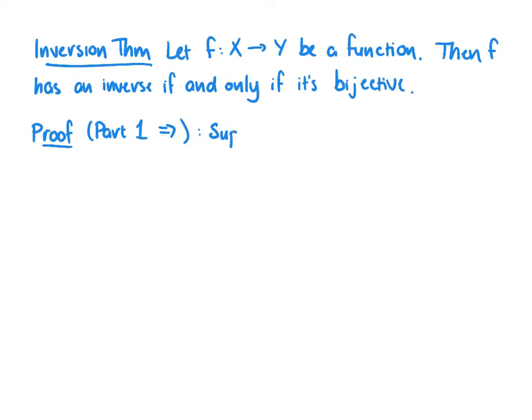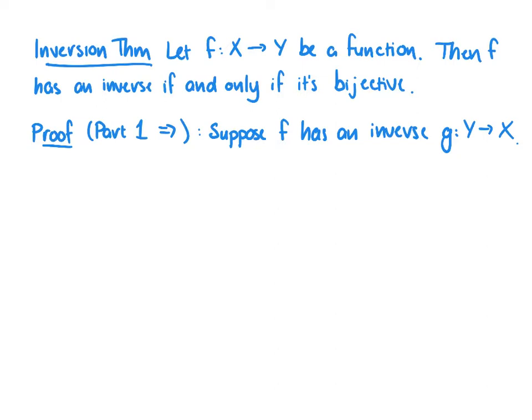So let's suppose f has an inverse, and I will call it g. So g is this function from y to x that's inverse to f. We need to use this to show that f has to be bijective. Remember, if f and g are inverses, then when we compose them, we always get an identity function. Depending on the order in which we compose them, it's an identity on y or an identity on x.